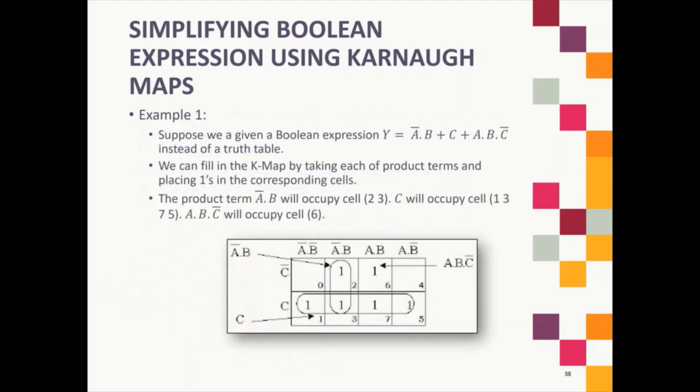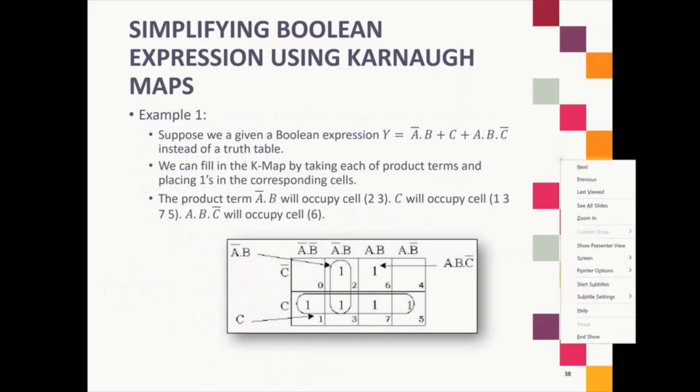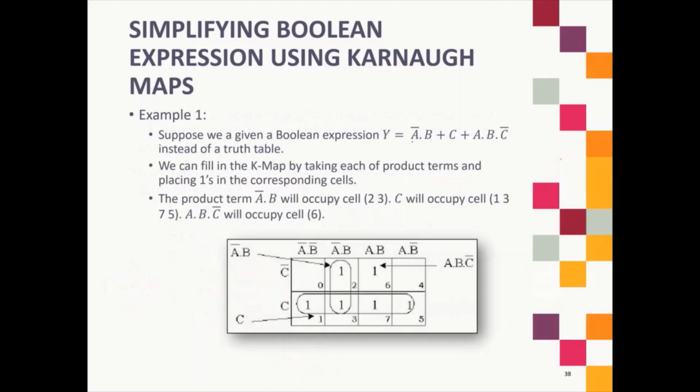Next example is for non-standard SOP. Why do we call it non-standard? If you refer to the expression, there are some product terms that are missing variables. For example, the first product term only has A bar and B, so there is no C. And the second product term only has C, there is no A and B. So that's why we call this expression non-standard.